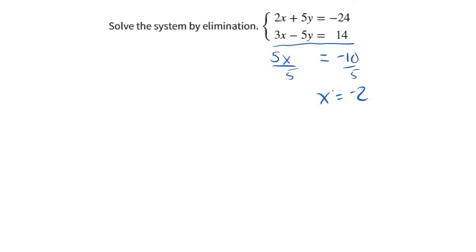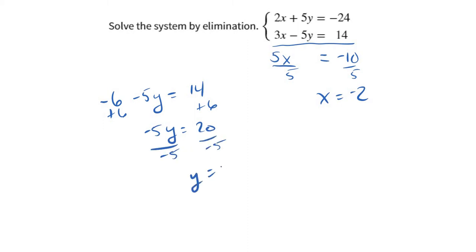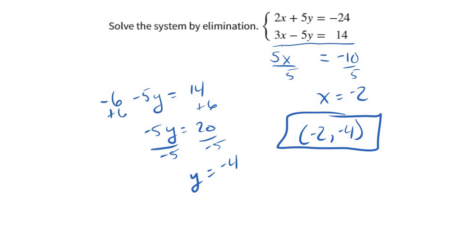Now I still need to figure out what y is, don't I? So we're going to substitute back in. It doesn't matter which equation. I'll go ahead and choose this second one. So 3 times negative 2, that's negative 6, minus 5y equals 14. Now to solve the equation, let's add that 6 over. So negative 5y equals 20. Let's divide by negative 5. Looks like y is negative 4. So negative 2, negative 4 looks like the solution. Of course, you could go check yourself pretty easily.